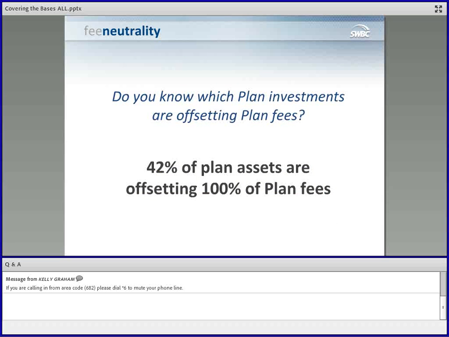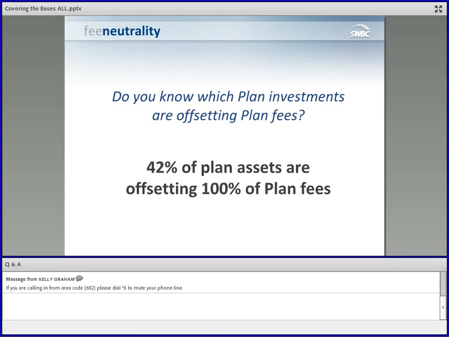So the answer to our question, do you know which plan investments are offsetting plan fees? In this case, 42% of plan assets were invested in those 10 funds. 42% of plan assets are offsetting 100% of plan fees. So said in reverse, 58% of this plan's assets generate no revenue sharing to reduce plan fees whatsoever. So 58% of the plan assets are being subsidized by the folks that are in the investments that actually do generate revenue sharing.